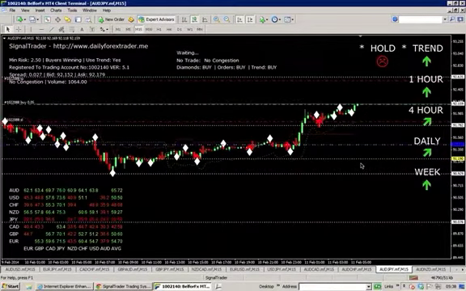And lo and behold, look at the strength in this. SignalTrader saying no congestion. That means it is in a buy. And you know, if you were an advanced trader, you could evaluate this trade, but it's probably not worth the risk and reward. Okay, that's one of the other things SignalTrader normally does, risk and reward.